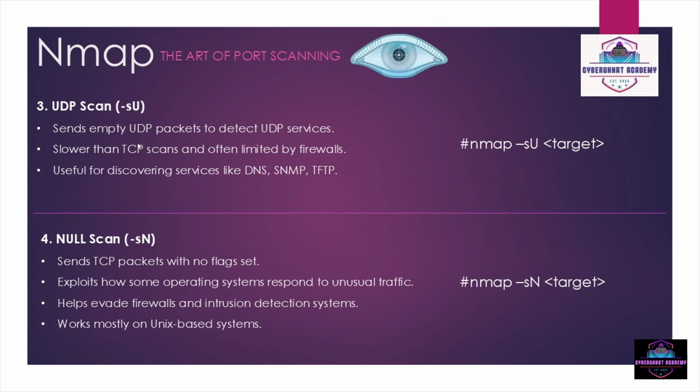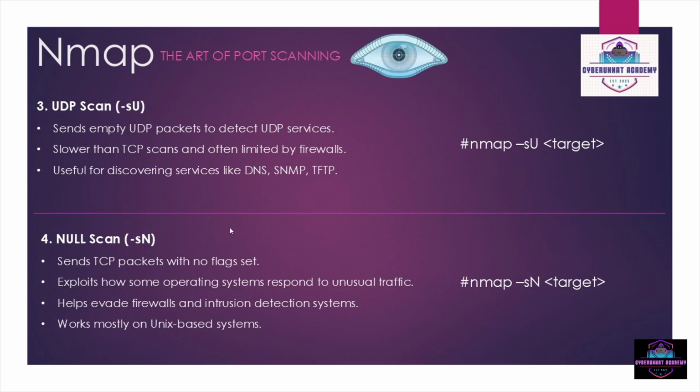Third is the UDP scan. It sends empty UDP packets to detect UDP services. It is slower than the TCP scans and often limited by firewalls, which restrict it. It is useful for discovering services like DNS, SNMP, and TFTP, which run over UDP.